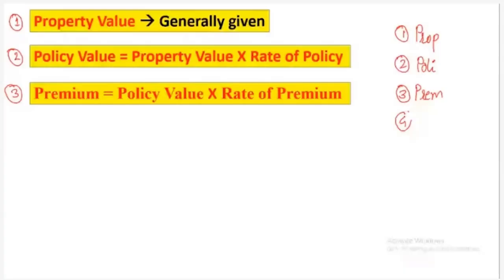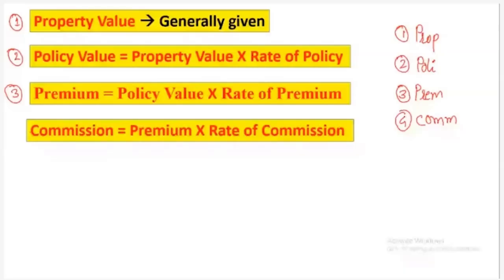Fourth step, commission. Let us call it COMM, commission. Commission, or agent commission, one and the same. Commission will be calculated on premium. Commission is equal to premium into rate of commission.